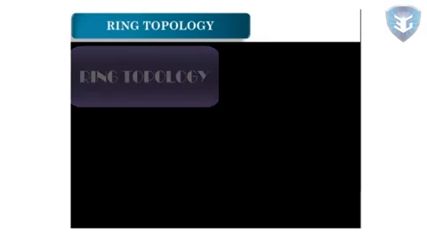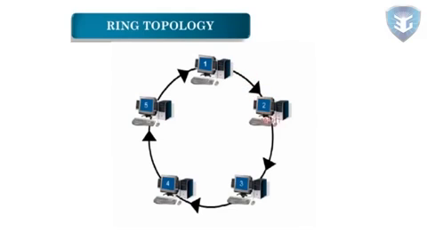Ring topology. The ring topology is a computer network configuration where each network computer and device is connected to each other, forming a large circle. Each packet is sent around the ring until it reaches its final destination.